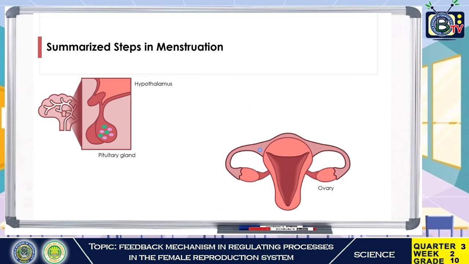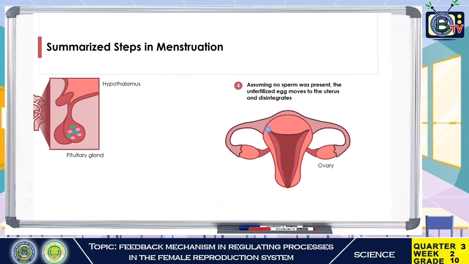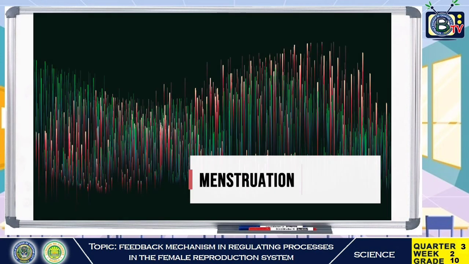Now, assume that no sperm is present. The egg moves through the oviduct and enters the uterus. Meanwhile, the uterine lining continues to thicken. The thick uterine lining is no longer necessary, so the cells of the thickened uterine lining break off and leave the vagina. The unfertilized egg is lost and some blood is lost too. This loss of cells from the uterine lining, blood, and egg is called menstruation. After menstruation, the cycle starts again.